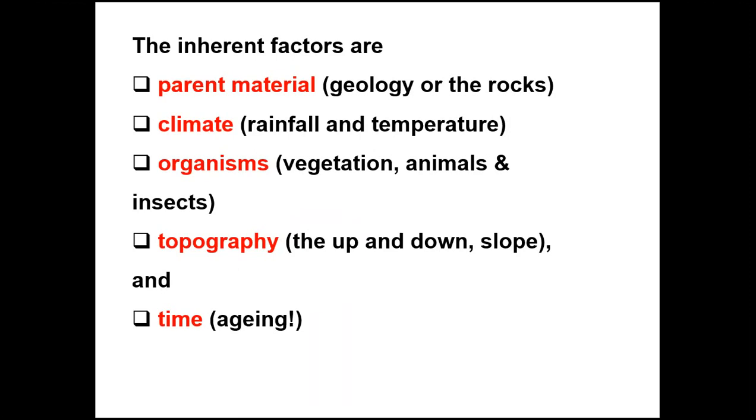Firstly, the inherent factors. Now, these are things that one generally inherits. You can't do much about them. The parent material, that's the geology of the site, the climate, the rainfall and temperature, the organisms, mainly vegetation under which the soil has formed, the topography, the up and down of the site, and the time for which the soil has been forming. In other words, its aging process, and we all know something about that.